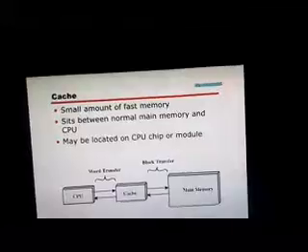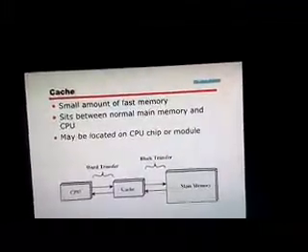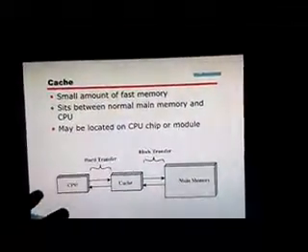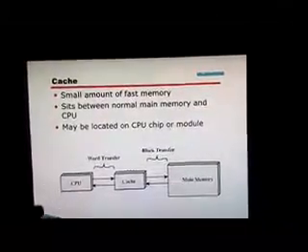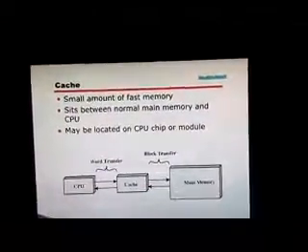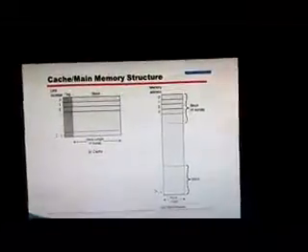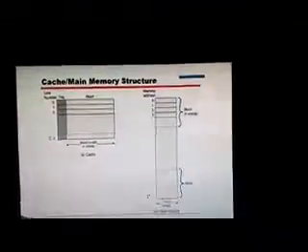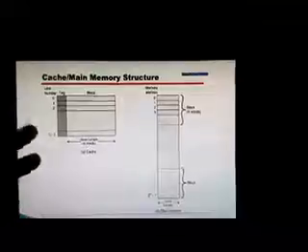It may be located on the CPU chip or module. And this is the diagram for the cache. As you can see, just try to understand it by yourself. Cache main memory structure. This also, try to understand by yourself.